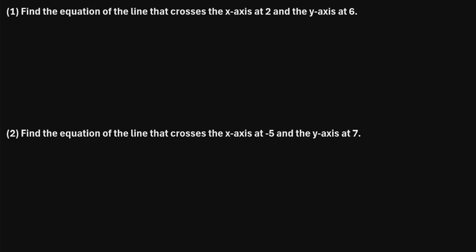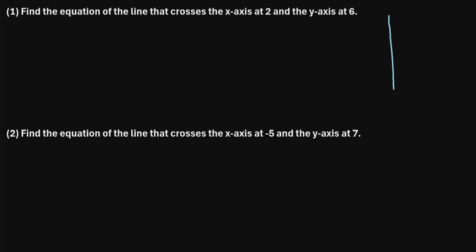In this video, I will explain how to find the equation of a line given the x and y intercepts of the line. So I have two examples for us to work through here. Let's check out this first example. It says find the equation of the line that crosses the x-axis at 2 and the y-axis at 6.